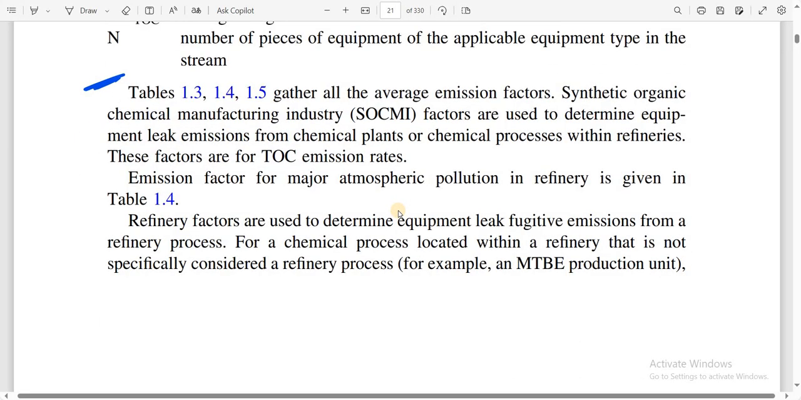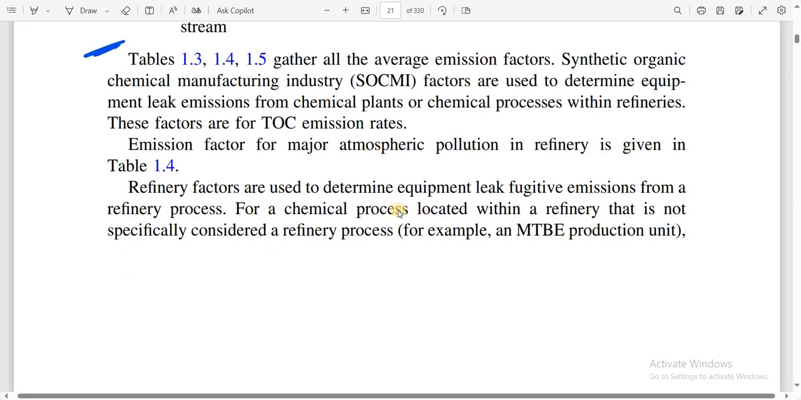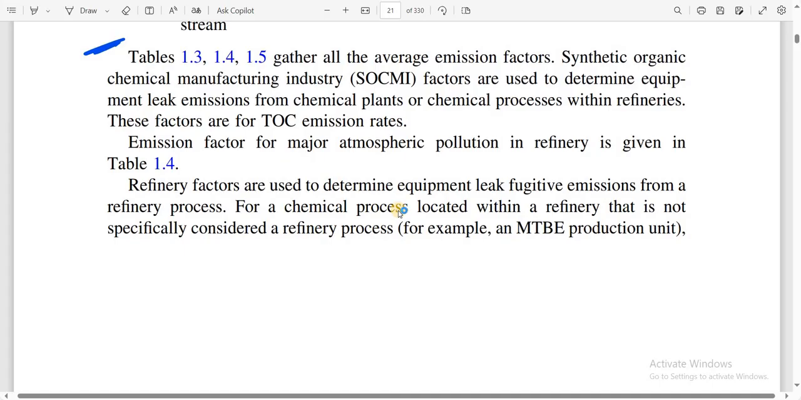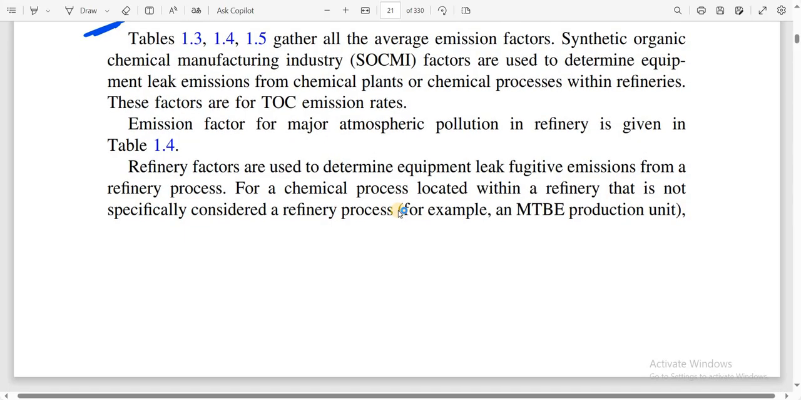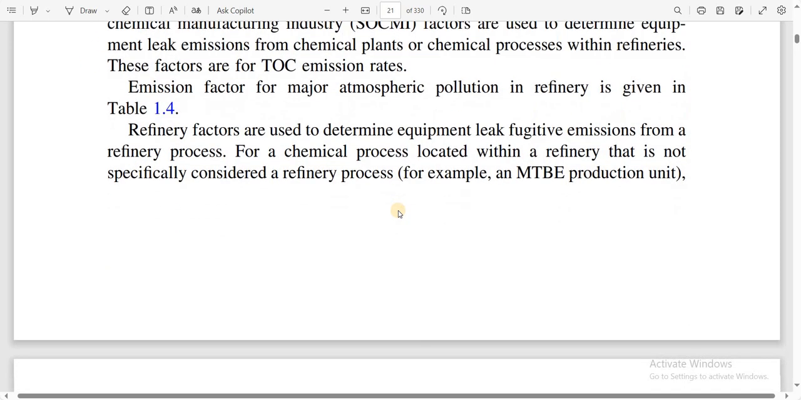Okay, the average emission factors for the synthetic organic chemicals manufacturing industries, that is SOCMI factors, are used to determine equipment leak emissions from chemical factories or plants or chemical processes within refineries. These factors are for TOC, total organic compound emission rates. Emission factors for major atmospheric pollutants in a refinery are given in table 1.4.